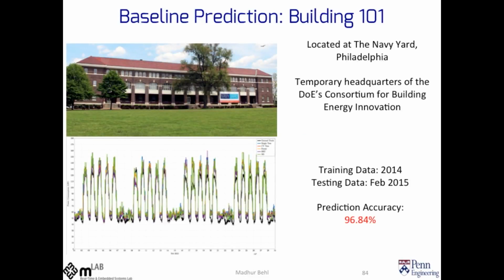We've also tried using these trees for making forecasts. So forecasting is very similar to baselining. And this forecast was made for building 101. This time, this is not just for a single zone, but for the entire building, trained on a year's worth of data from 2014 and tested on February 2015, which was really cold compared to last February. But still, the model is able to predict the power consumption really well.